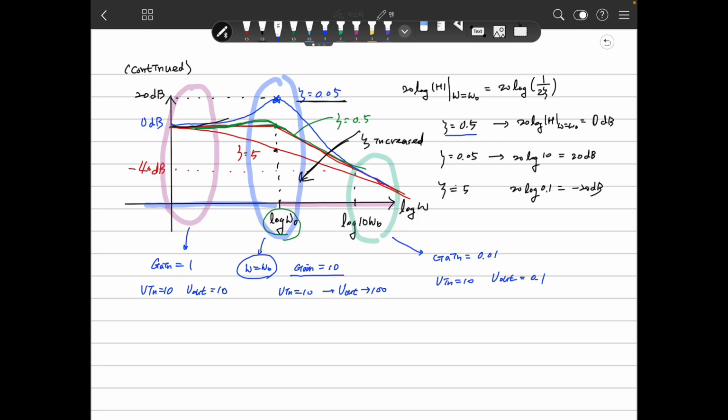So that's the characteristic of zeta. In the secondary system, the decay ratio is very high because this is a 40 dB decay. But we have zeta. Because of zeta, at the corner frequency, the gain will be increased in this manner. So this is the characteristic of zeta.